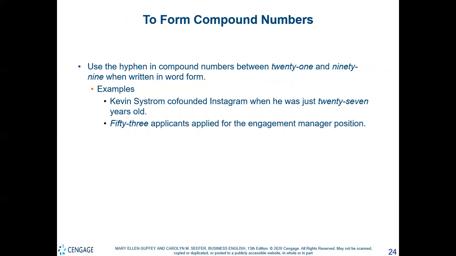To form compound numbers, use a hyphen in compound numbers between 21 and 29, and between 31 and 99, when written in word form. Twenty-one, twenty-nine, ninety-one, ninety-nine. Kevin Systrom co-founded Instagram when he was just twenty-seven years old. Fifty-three applicants applied for the engagement manager position.